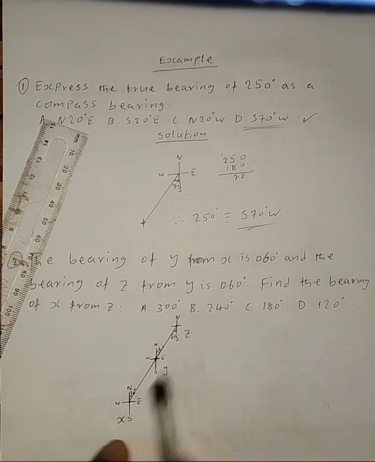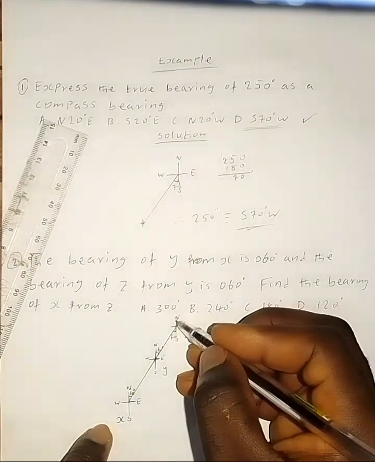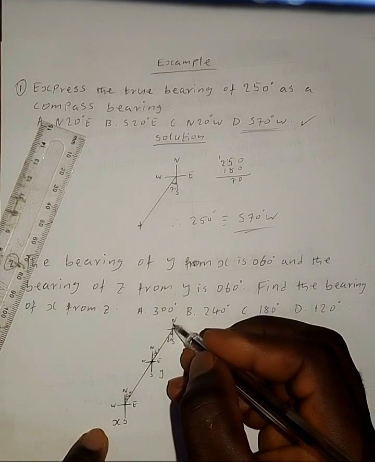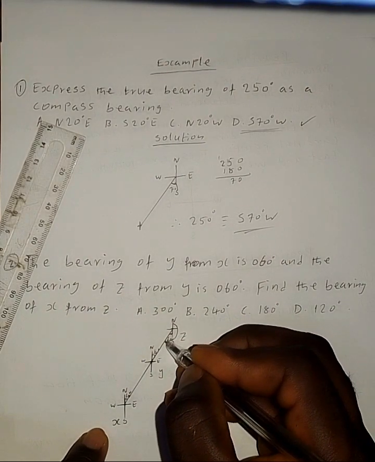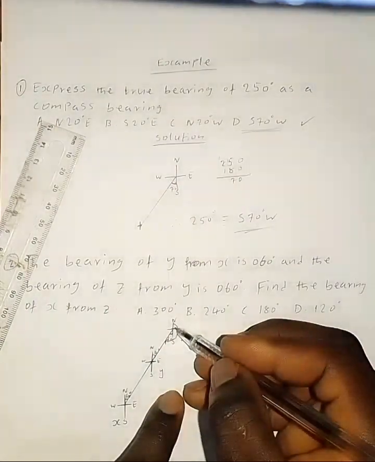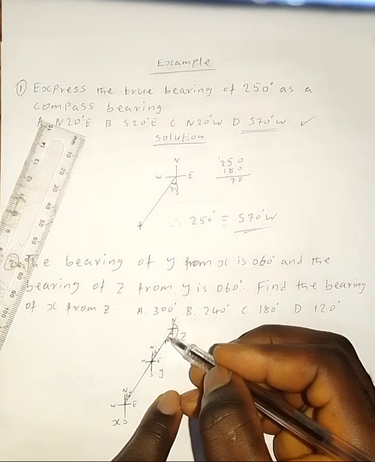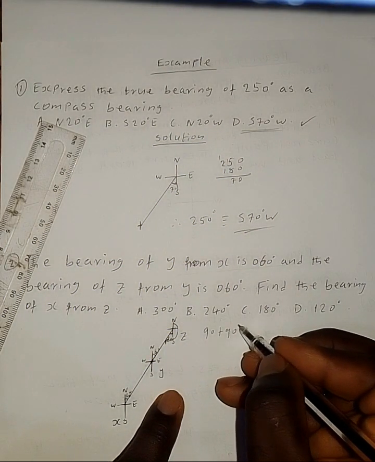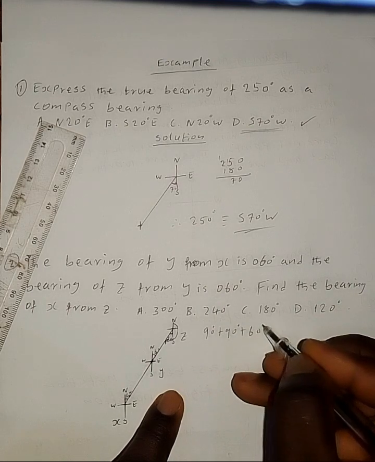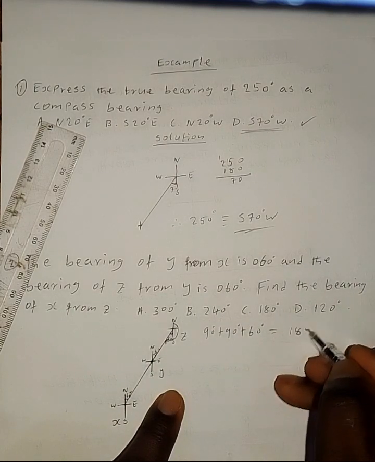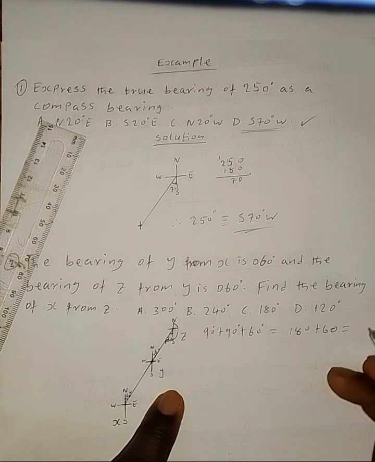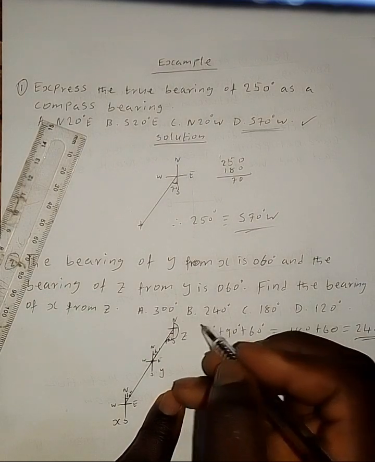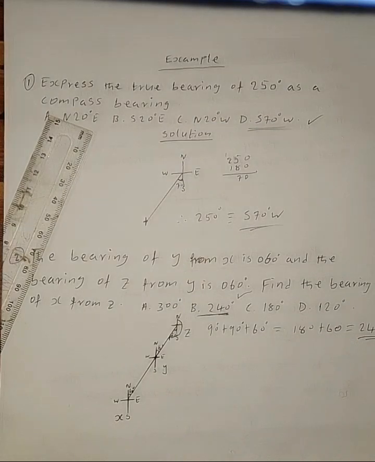So from z, how can I locate my x? Starting from north at z, on the same straight line, I'll cover this angular distance, which is 90 degrees plus 90 degrees plus this 60 degrees. 90 degrees plus 90 degrees plus 60 degrees sums to 180 plus 60, which is equal to 240 degrees. So the right answer is B. B is the right answer.